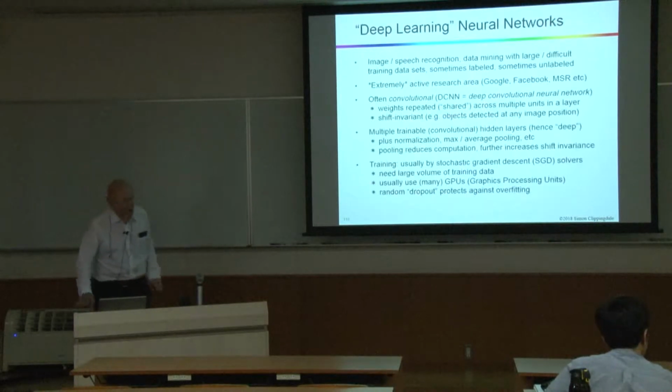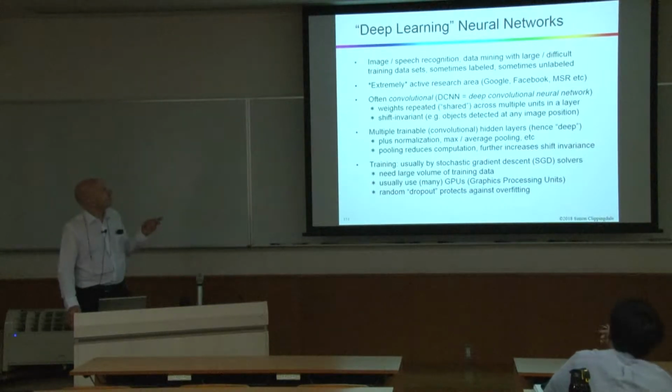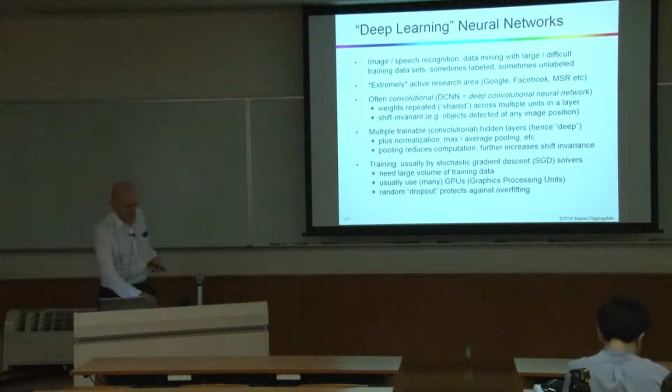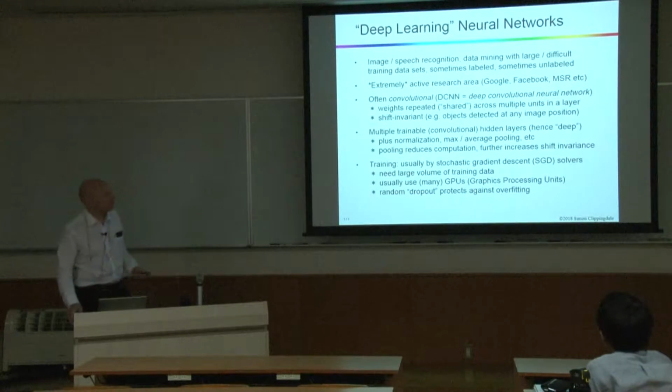Okay. So, deep learning, what's it all about? Well, image and speech recognition, data mining, all these kinds of applications, usually with labeled data, but sometimes not. This is an extremely active research area. In fact, it's probably the most active research area in computer science or engineering these days. Google and Facebook, Microsoft Research, etc., are pouring huge amounts of time and money into this.